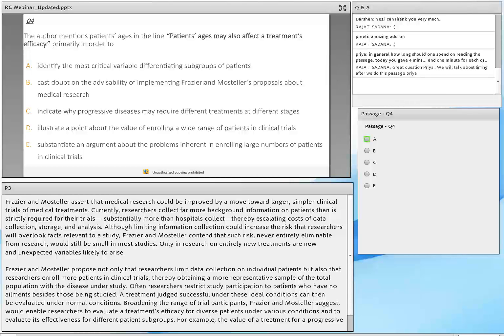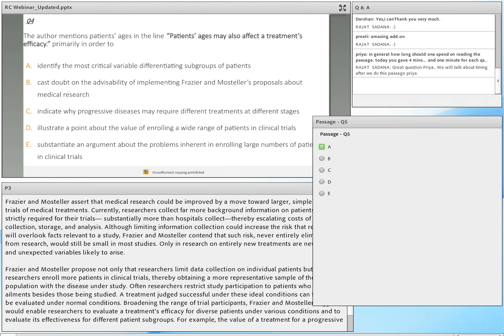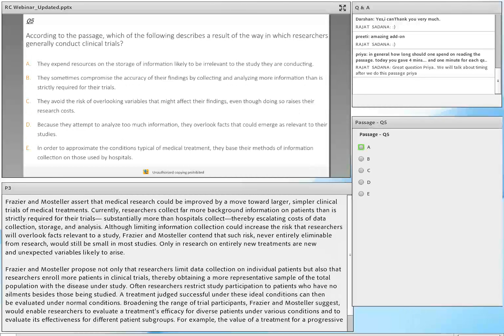Last 15 seconds, get those answers in. 3, 2, and 1. Let me end the poll. Let me hide this. Here's the poll for question number 5. And I'm going to show question number 5 right now.